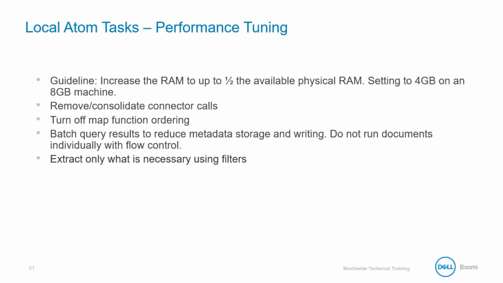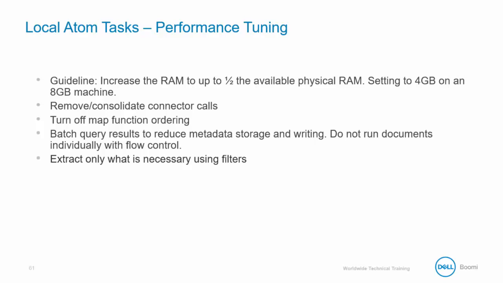Here are some suggestions for tuning the performance of a local atom. Increase the RAM to up to 1/2 the available physical RAM. For example, setting RAM allocation to 4 GB on an 8 GB machine. Remove or consolidate connector calls. These calls slow down the process execution.